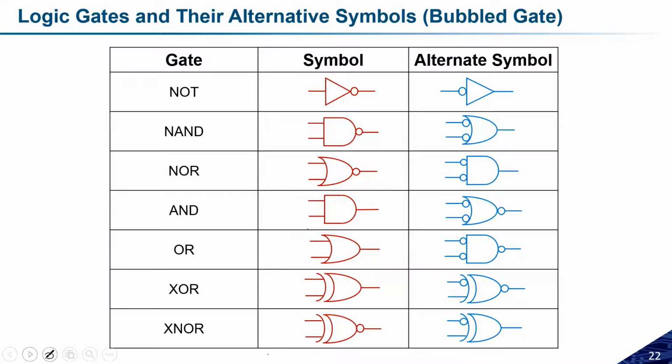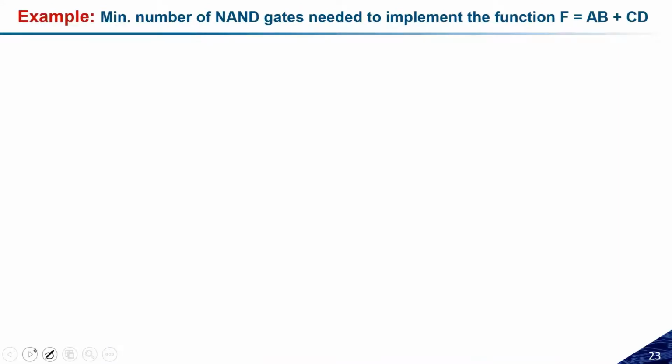Let us take one example and try to solve this one. Suppose I have to find the minimum number of NAND gates to implement a function AB plus CD. So this is what our question is. Now, if I want to implement this logic, how exactly will this logic look? Let us try to see here, because I have F is equal to AB plus CD.